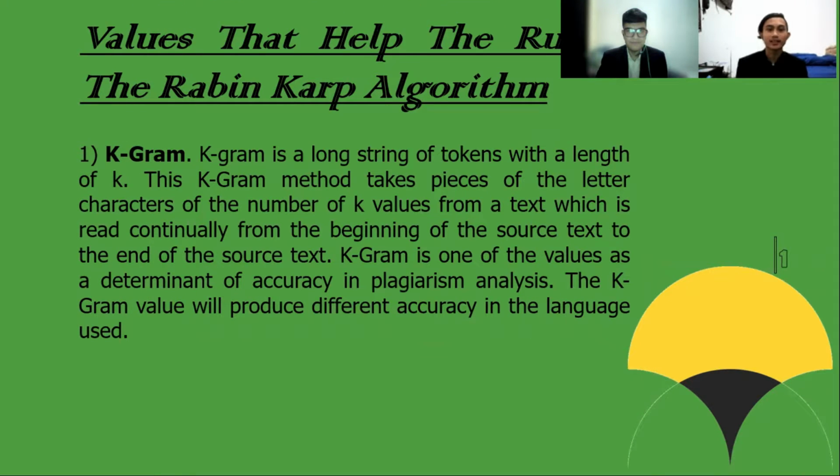The following helps explain the running of the Rabin-Karp algorithm. First, k-gram. A k-gram is a string of tokens with a length of k. The k-gram method takes each character, up to the number of the k value, from a text which is read continually from the beginning of the text to the end of the text. The k-gram is one of the values that determine accuracy in plagiarism analysis. The k-gram value will produce different accuracy in each language.